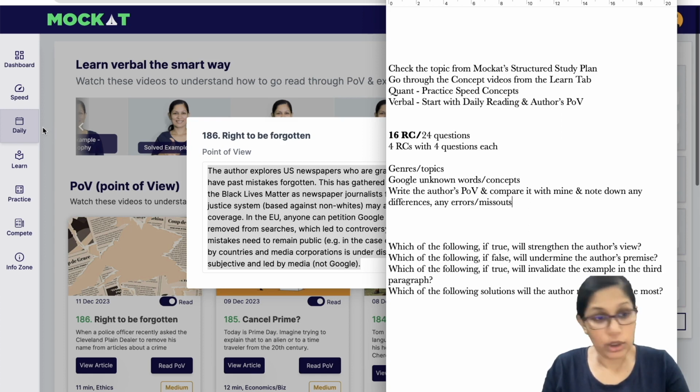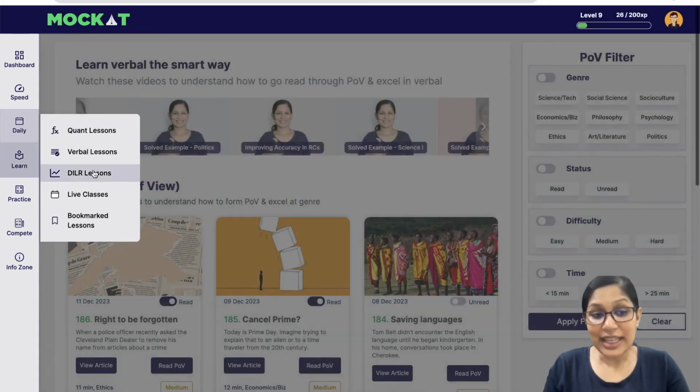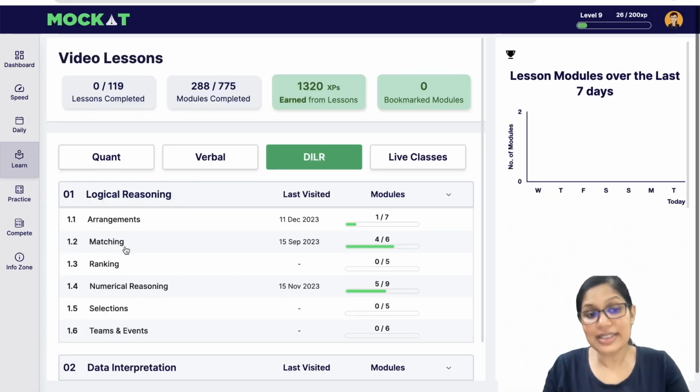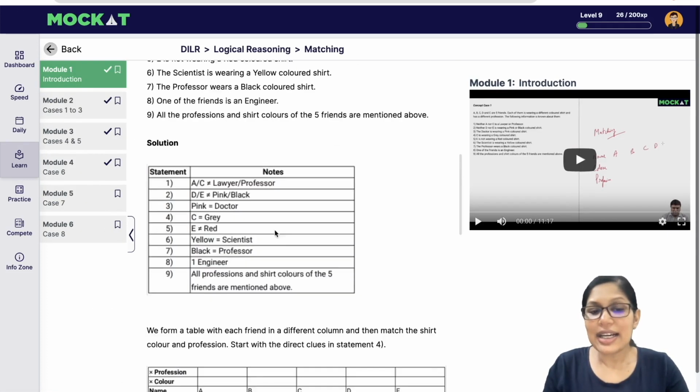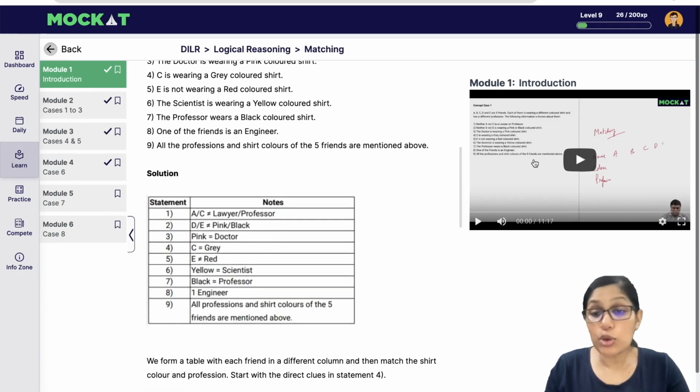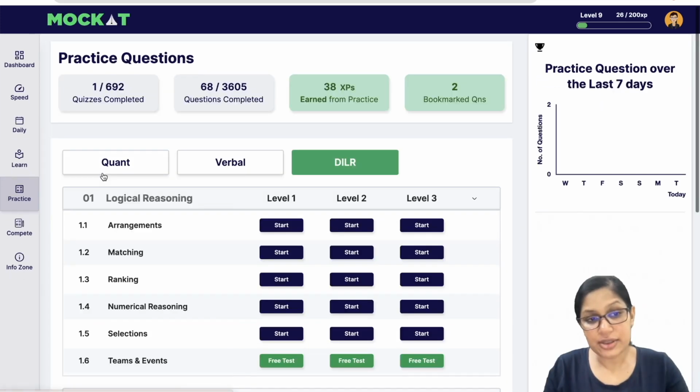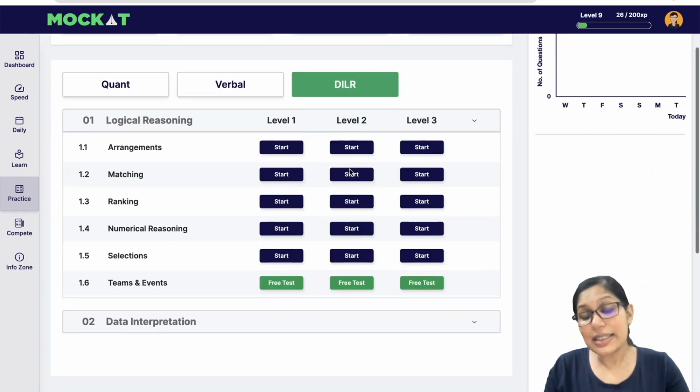Same way on the DILR front, you have your lessons, you have a lot of solved examples in the lessons. So again, here you'll follow the prep schedule and go through the lessons. But say you're doing matching, you can see there's a whole bunch of problems which Vignesh has solved. Again, try to solve it yourself, then go through the video, see how he solved it. Then you'll have practice questions for each of the topics, again, easy, medium and hard.